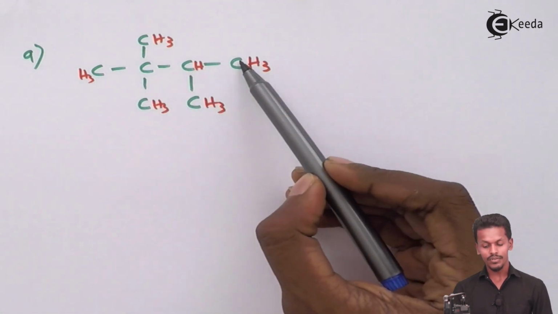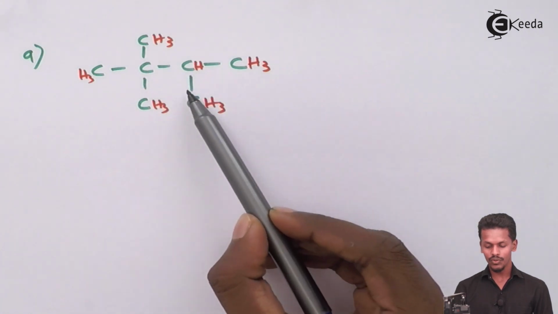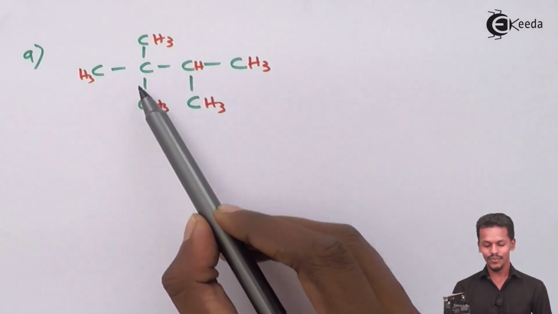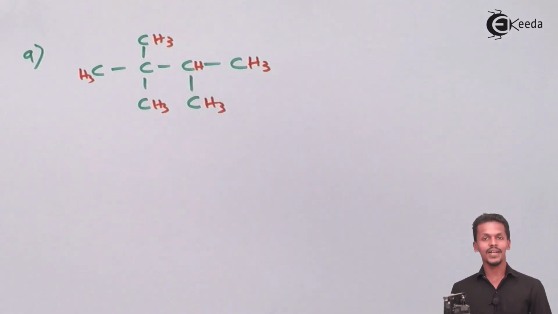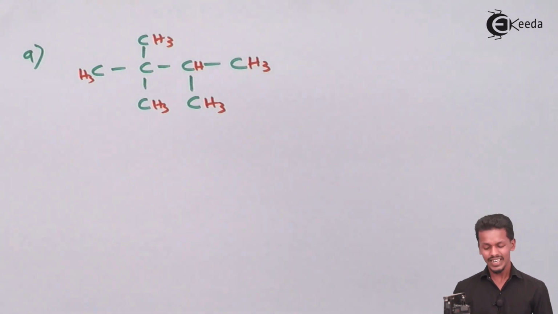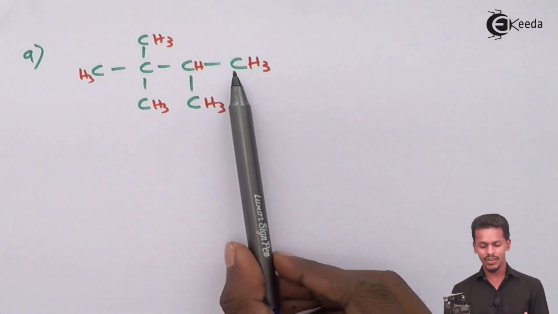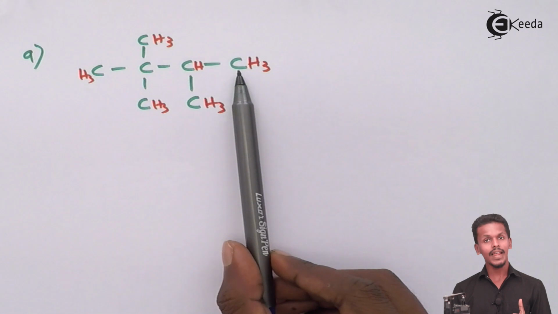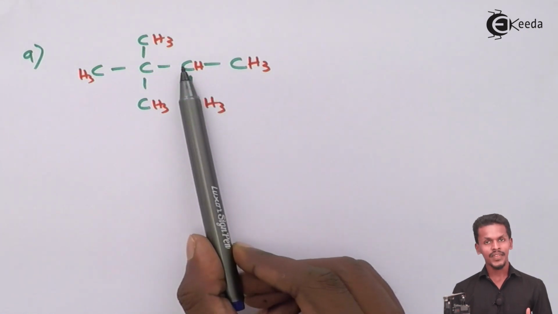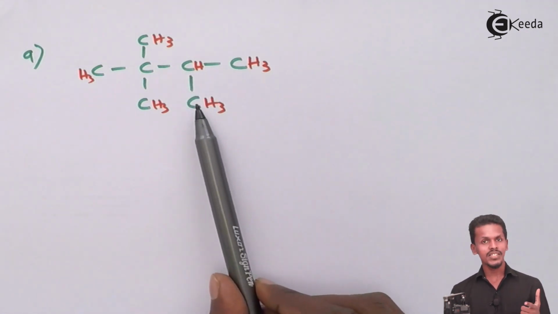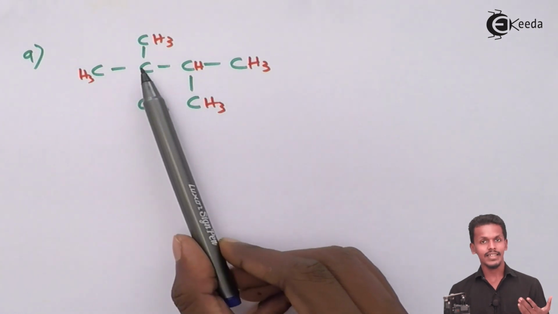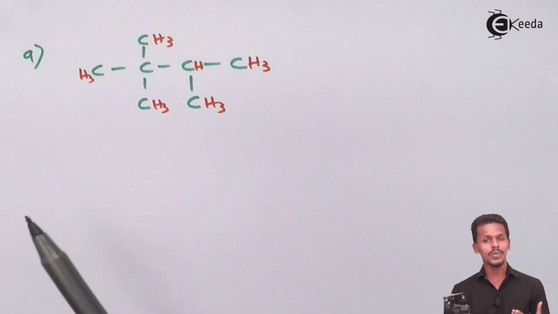1, 2, 3, 4. In any way you choose, you will get the longest chain, but we would prefer from that end where we could get the most number of branching. So that's the reason I can't number it here to be called the first one, because if I call it the first and this the second, then here I could see only one substituent, and the third carbon will get the 2 substituents.